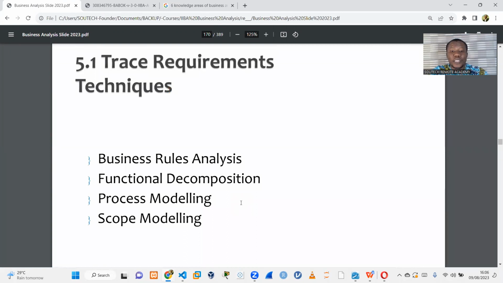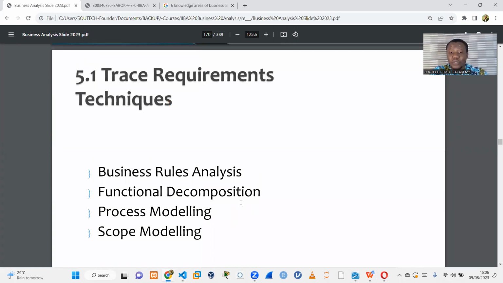The techniques you're going to be using are business rules analysis of the business rules, and functional decomposition. What is a function? Most times in BA, in project management, we normally say that every solution is going to function in a certain way, is going to have a particular feature. So features and functions are related in that your features are the functionalities you are building into the software, or into the solution you want to render.